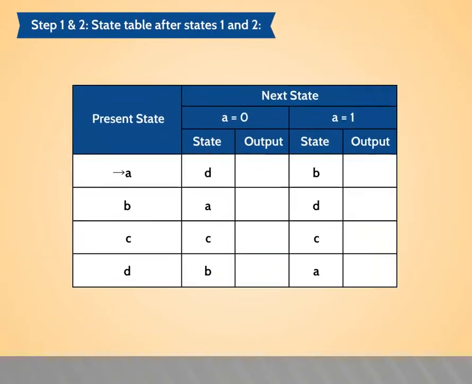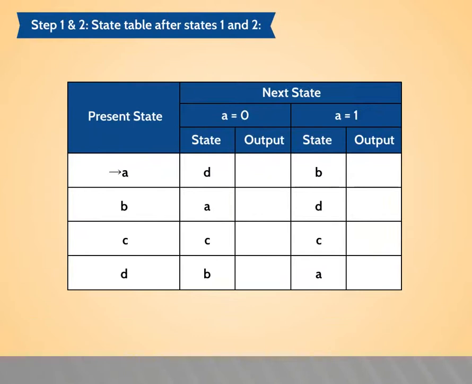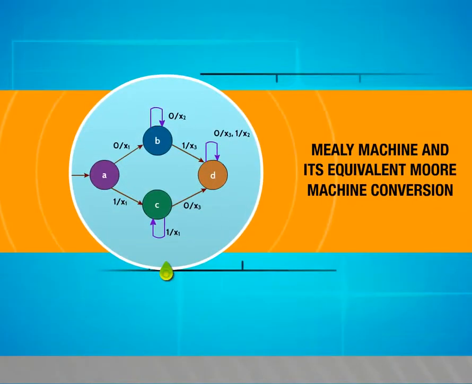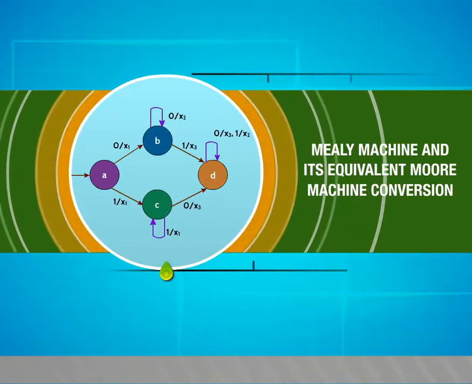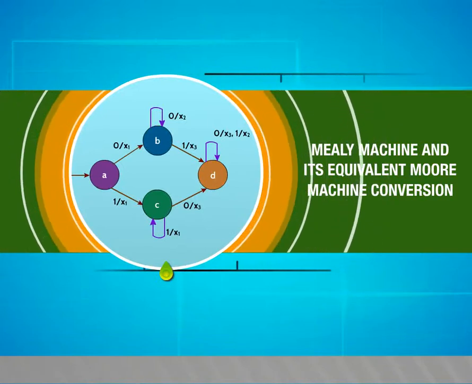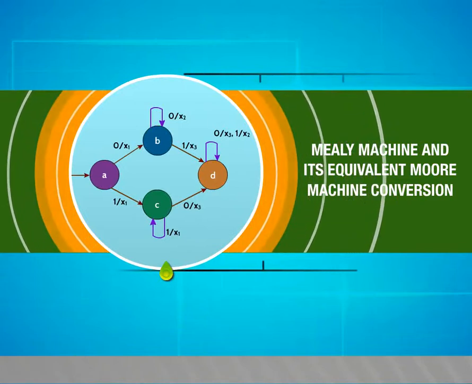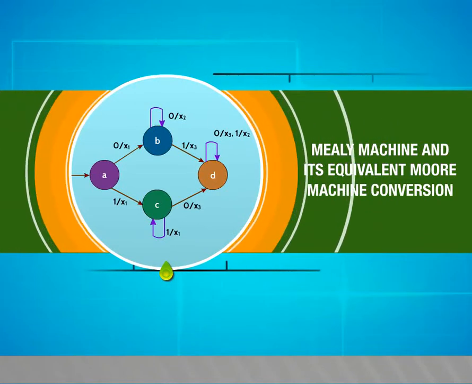Steps 1 and 2. State table after steps 1 and 2. Step 3. State table after the Mealy machine. Mealy machine and its equivalent Moore machine conversion. In this animated video, we are going to see about Mealy machine and its equivalent Moore machine conversion.